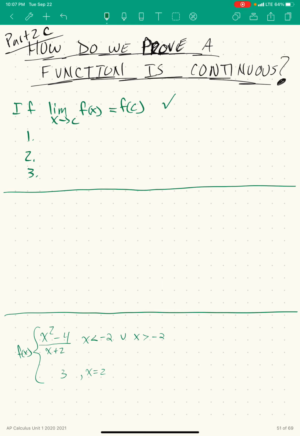Lesson 2, Part 2, Video C. Let's jump right into proving whether or not a function can be continuous. So the basic rule is this.